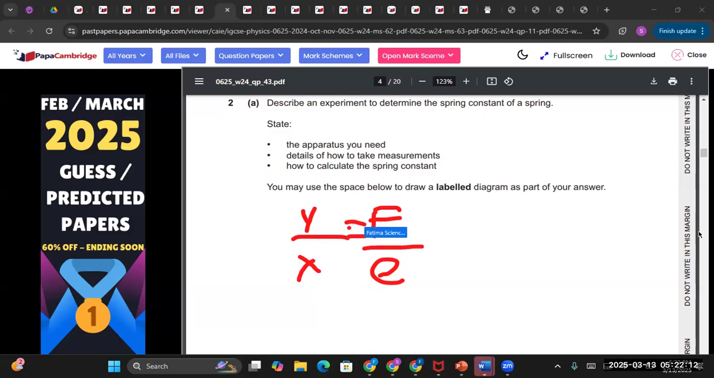So you'll get a graph, and the gradient of the graph will be equal to the spring constant. You can't just rely on one value. So keep on increasing the force, and for every force, note down the extension, and then plot a graph, and the gradient of the graph will be the answer. Okay, making sense?